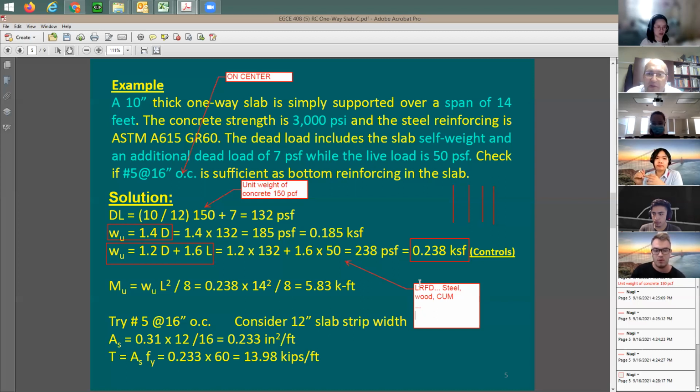Now, according to the code, and if you run one of the software like Hilti, for example, or Simpson, there is also another one for Simpson, it all runs for the LRFD now, for the strength. And I don't want to use LRFD because the term LRFD is usually used for steel, wood, and CMU. But when it comes to concrete, usually we call it strength design.